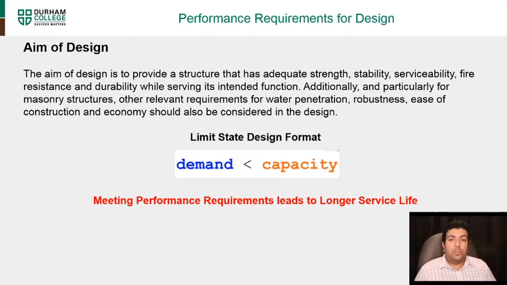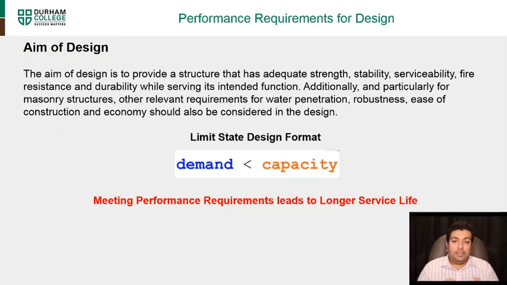Now we go into the performance requirements for design and the aim of design. So the aim of design is to provide a structure that is adequate for the strength, stability, serviceability, fire resistance, and durability. Additionally, it's particularly for masonry structure. Other relevant requirements are water penetration, robustness, ease of construction, and economy.